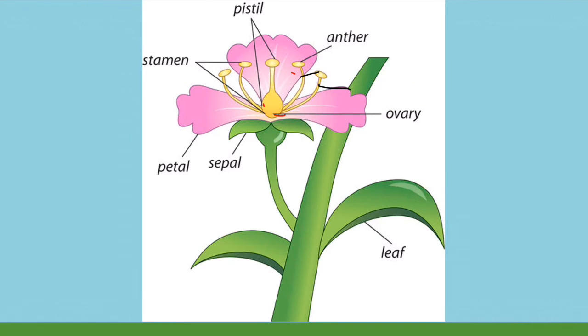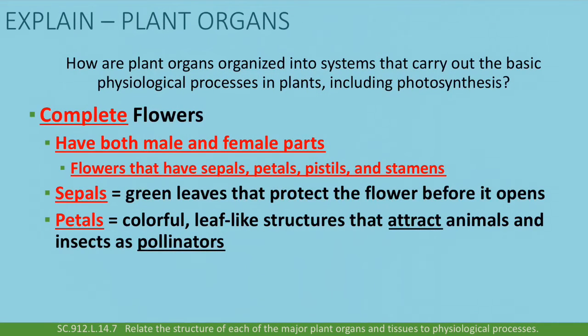All right, so moving on to the different types of flowers. We have two different types of flowers: complete flowers and incomplete flowers. What you're going to notice as you're going through the slides is I do not have a slide for incomplete flowers. I'm going to give you the definition and an example of a complete flower. An incomplete flower is going to be anything that does not meet and check off all the boxes to be a complete flower. So, a complete flower has both male and female parts.